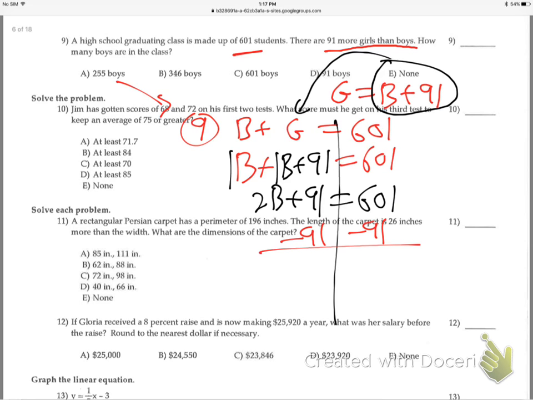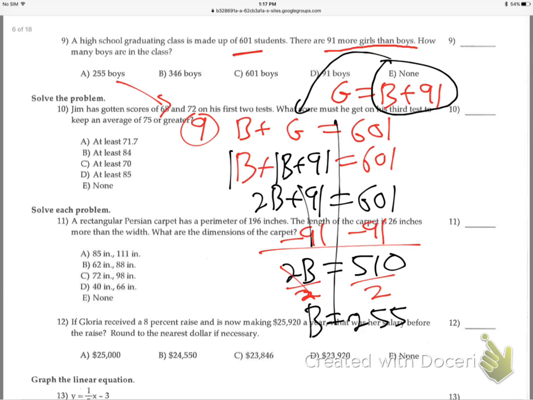Subtract 91 from both sides. 2B is 510. And then the last step is divide by 2. B is 255. 255 boys. Is that what they asked for? Yeah, how many boys? 255. 255 boys. Is that okay? Do you feel like you can do that tomorrow when the real points are on the line? Questions I can answer? Okay, I'm going to move on if you got that down.